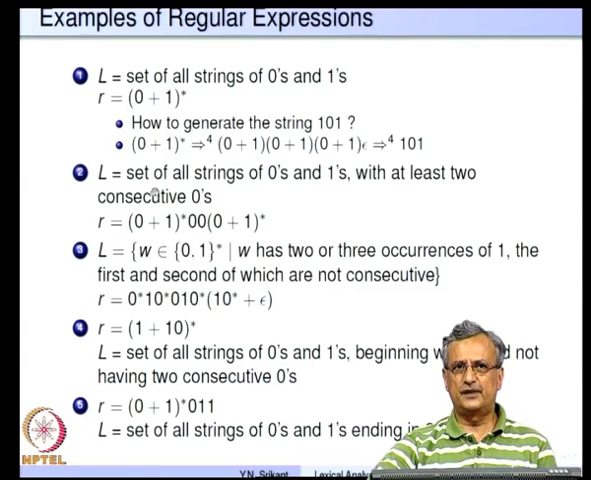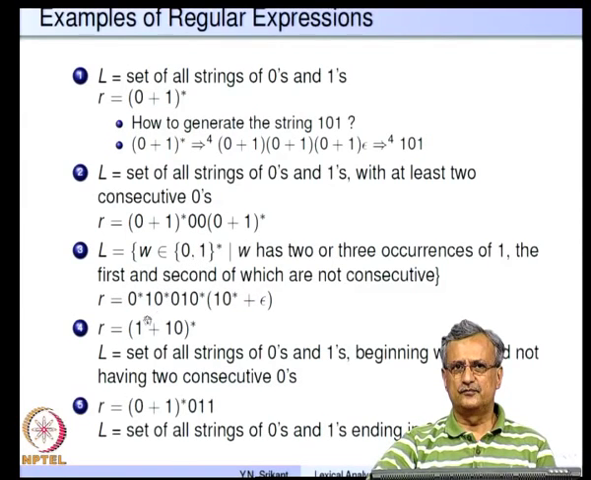So, the only property that we can state for this language is that it is the set of all strings of zeros and ones with at least two consecutive zeros. Mind you, this can generate any number of zeros as well. Therefore, we can only say at least two consecutive zeros, because there may be zeros here and zeros here as well.